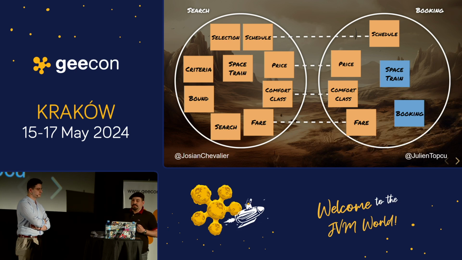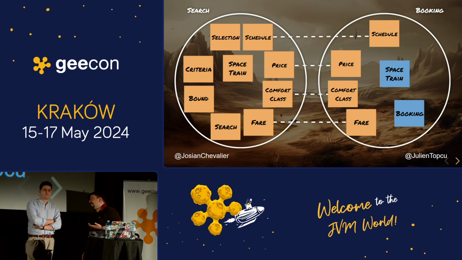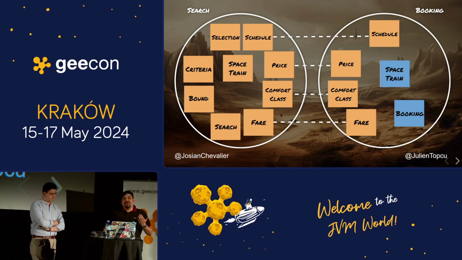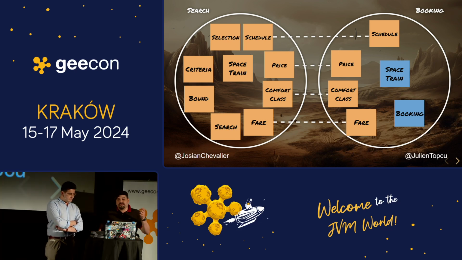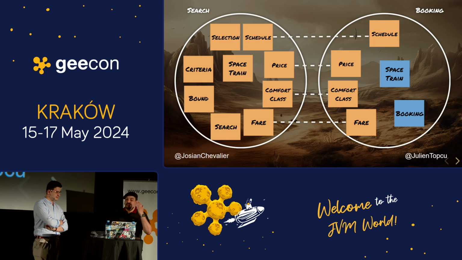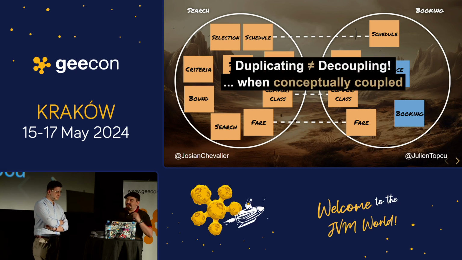For example, the galactic time zones. You know that this is a real pain to implement, right? True, this one is hard. You really want to implement that twice, in the schedule of the search and the schedule of the booking? Maybe not for this feature. No, because duplicating does not necessarily mean decoupling when the things are conceptually coupled, like here.